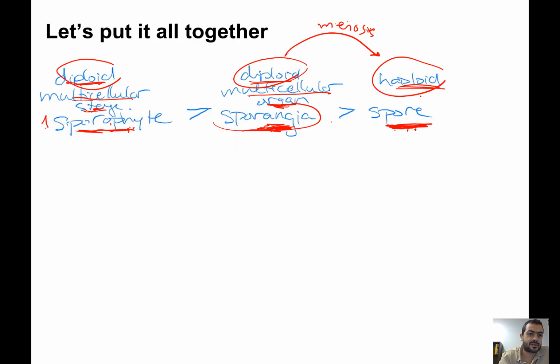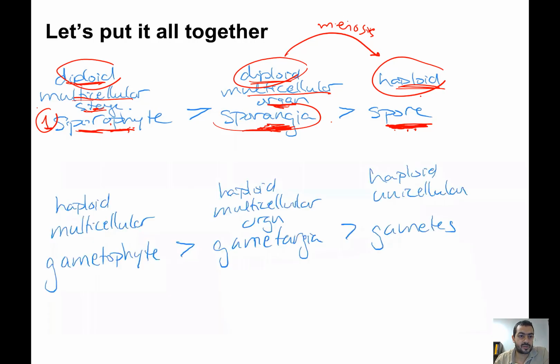Okay, so this is the first stage, and as we said, the cycle of plants goes into two stages. The second stage is the gametophyte. So gametophyte is a stage, and it includes many organs. One of these organs is the gametangia. So gametangia is an organ within the stage of gametophyte, and then within the gametangia the plant produces the gametes. So that's the reason for this order.